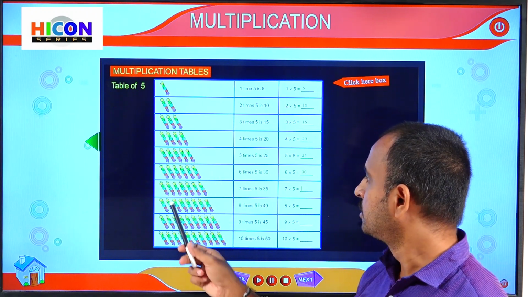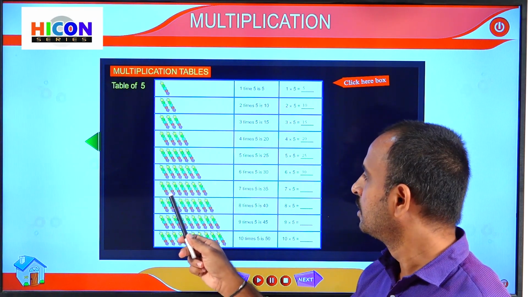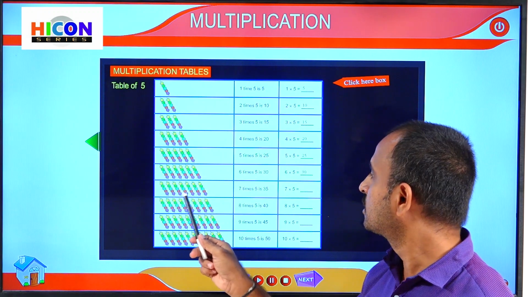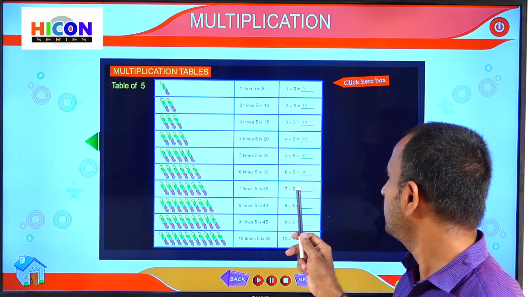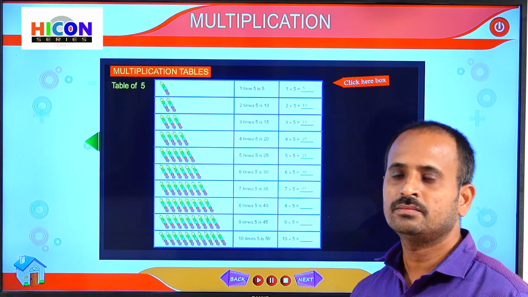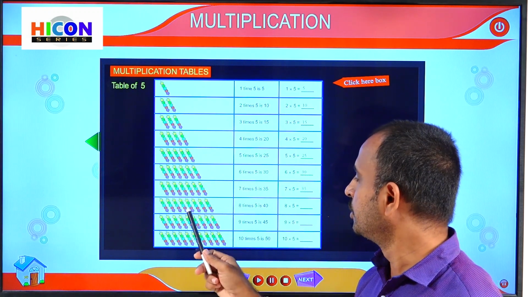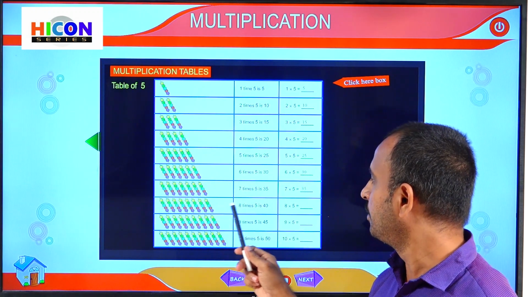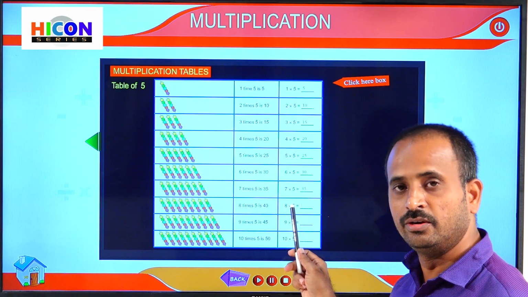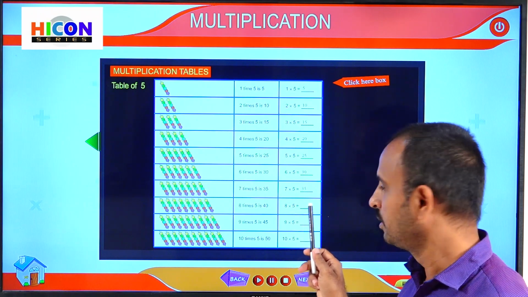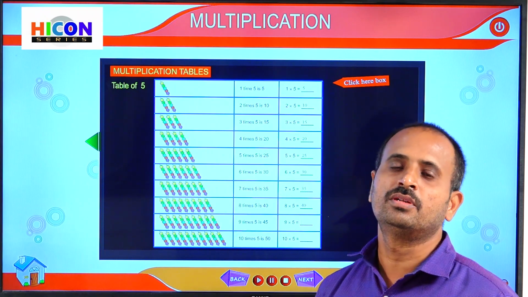So in the same way, children, there are 7 groups of balls in total. Each group has 5 balls. That is, the total number of balls is 7 times 5. That is 7 into 5. 7 fives are 35. The same way, children, there are 8 groups of balls. Each group has 5 balls, and it can be written as 8 times 5, and 8 times 5 can be written as 8 into 5. 8 fives are 40. So that means there are 40 balls in total.